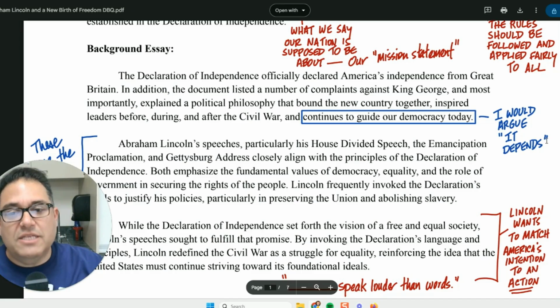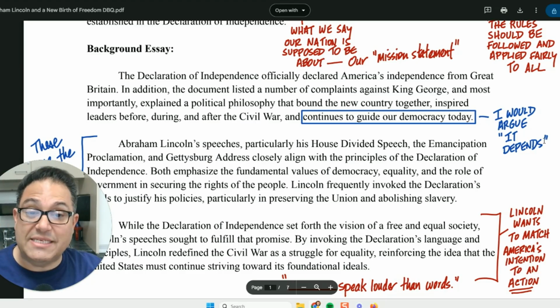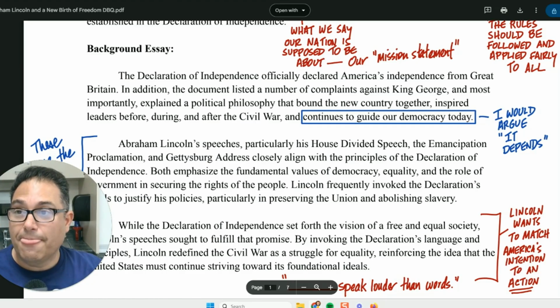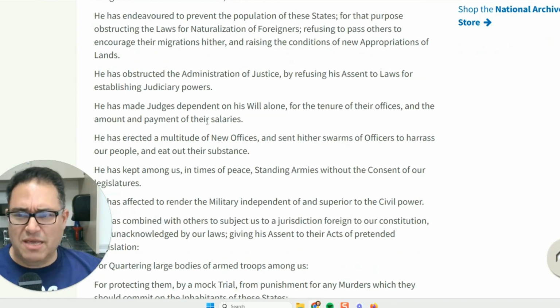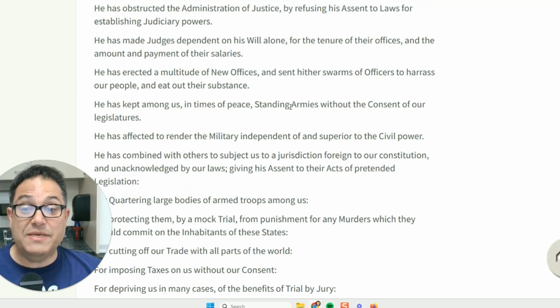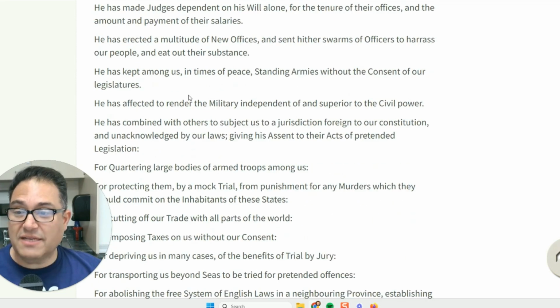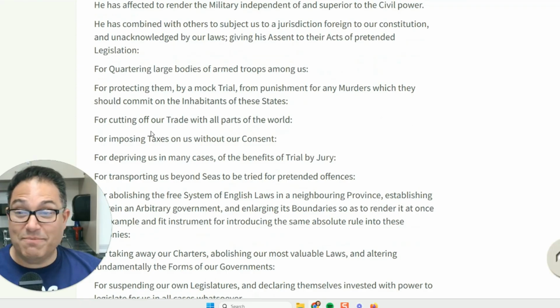The Declaration of Independence officially declared America's independence from Great Britain. You know that. In addition, the document listed a number of complaints against King George III, like these here. He has endeavored to prevent the population. He has obstructed the administration of justice. He has made judges dependent. He has kept among us in times of peace standing armies. He has affected to render the military independent. He has quartered troops, mock trials, cut off trade, imposed taxes, right?